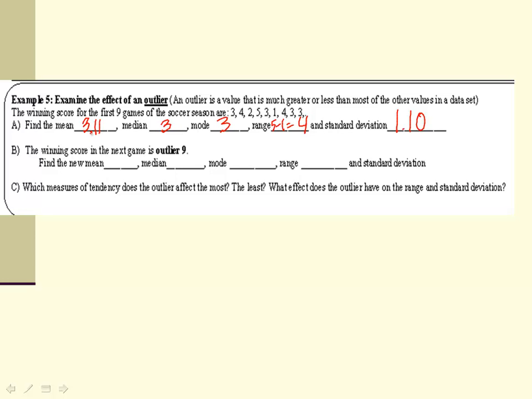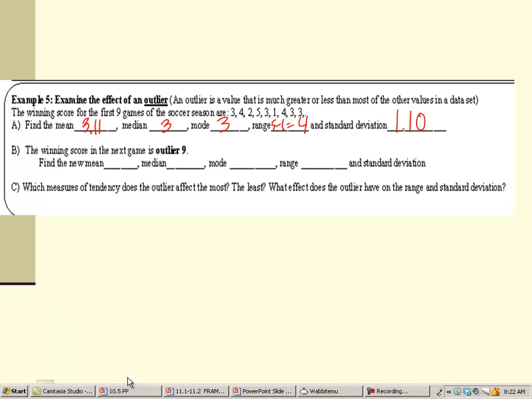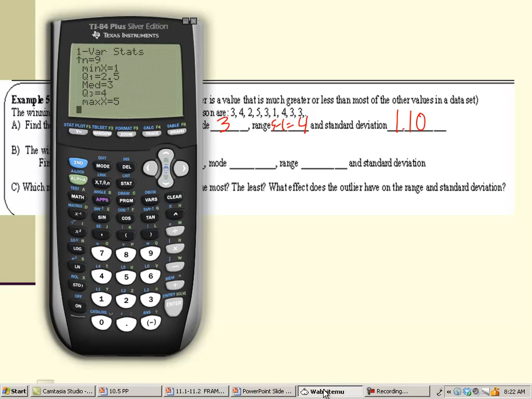Okay, so B, it says the winning score in the next game is an outlier. So an outlier is a number that's very different than the rest of the data. So the outlier is 9. So let's look back at our graphing calculator here. And we're just going to add that one more data value to our stats. So if I go back to stats, and one is edit, so I'm going to hit enter. And I'm going to keep all of these values in here, but I'm going to add one more. So I'm going to add the value 9. And let's see what happens.